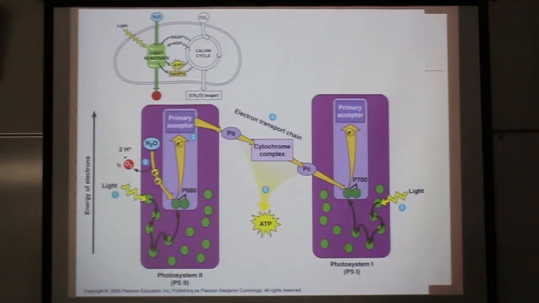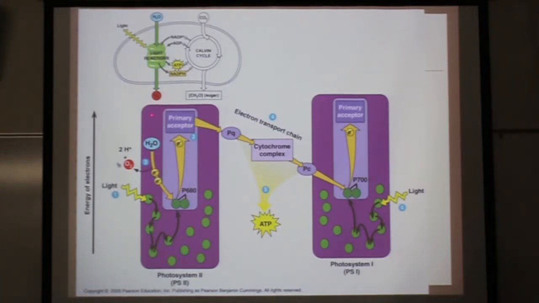There's also an electron transport chain here, which we'll get to in a second. Now, once light hits photosystem 2 and it loses its electron to the primary acceptor, that electron's gone as it passes it this way. It can only do the reaction once unless it replaces that electron. So what happens with photosystem 2 is a very special kind of reaction called water splitting.